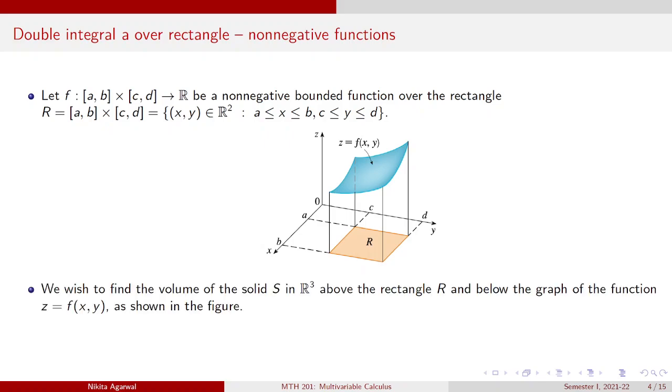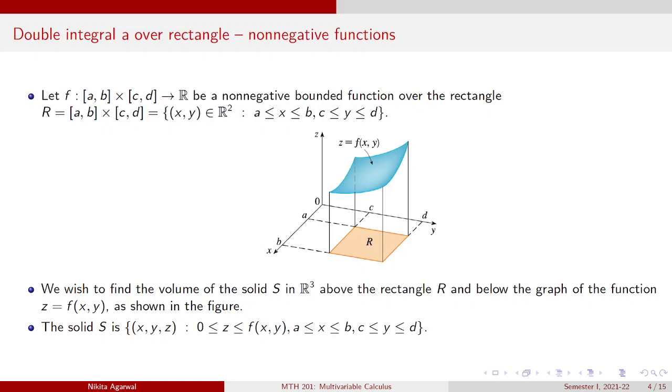Okay. And we wish to find the volume of the solid S in R3 above this rectangle and below the graph of the function, right? So it's a function of two variables and it's a non-negative function. So you can see that its graph is lying in the positive z-axis. So you look at this graph, you look at this solid, okay? So you can imagine that this is like a tent whose base is a rectangle and you're looking at this solid inside it, okay? And we wish to find its volume.